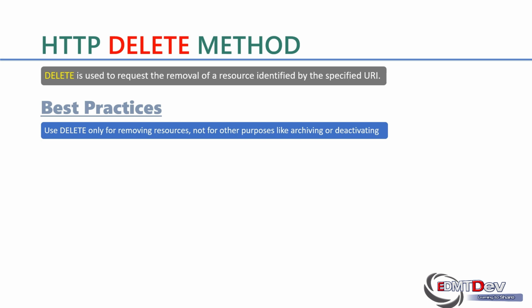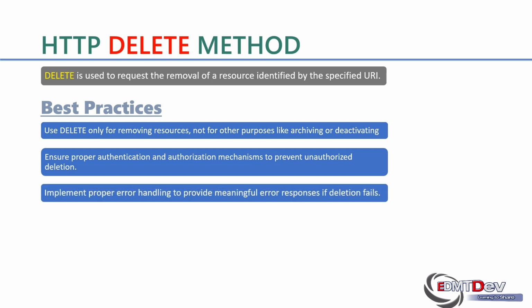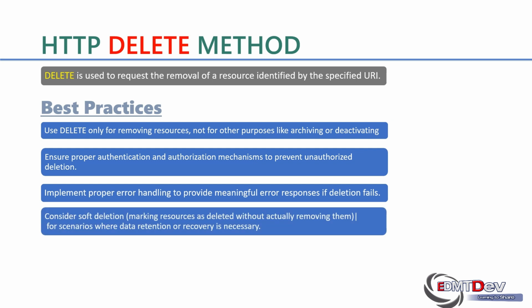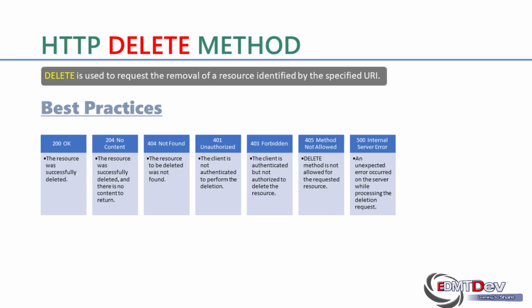These best practices for the DELETE method in REST API emphasize the importance of secure, focused resource removal, robust authentication and error handling, idempotent request handling, and the consideration of soft deletion for data management needs. Here are the common HTTP status codes often used to return results with the DELETE method.